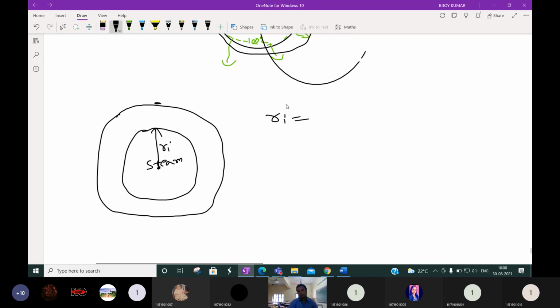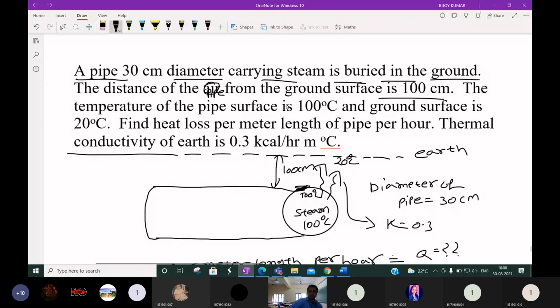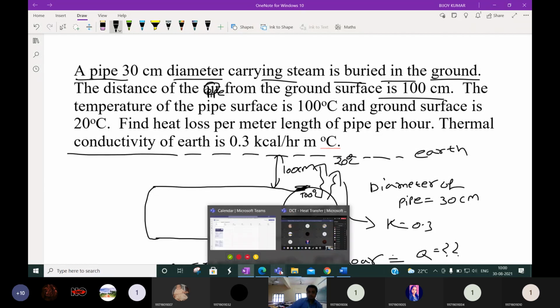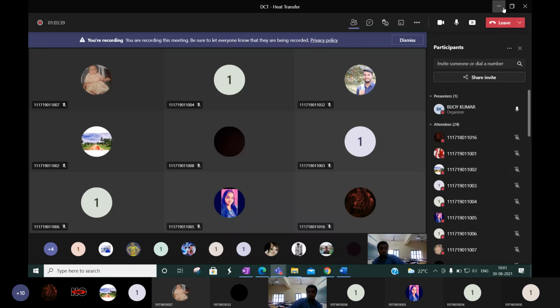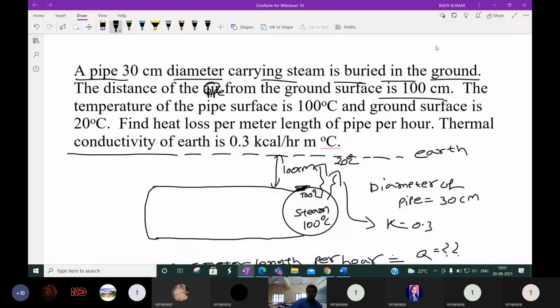What is the inside radius? Can anyone say? It is given in the question paper. Please respond quickly. Is there anyone listening or not, out of 24 numbers? Sir, yeah, what is the radius of the inner pipe?